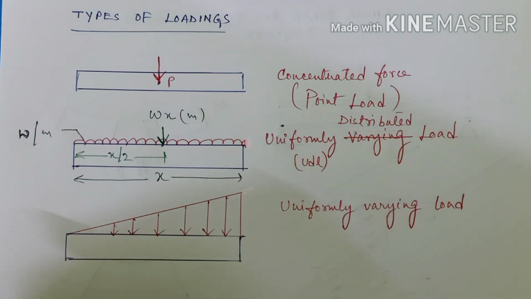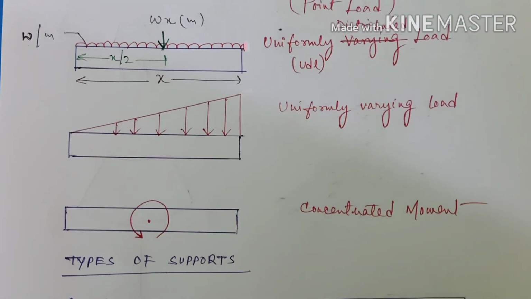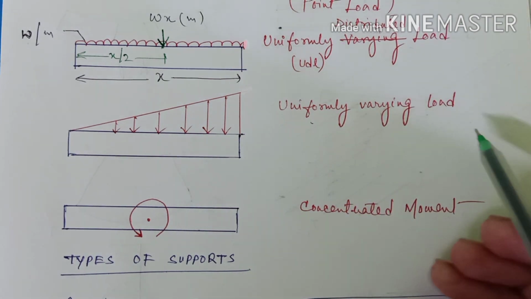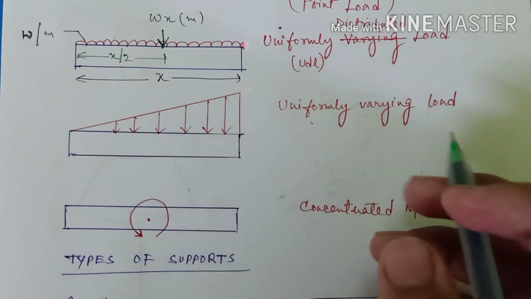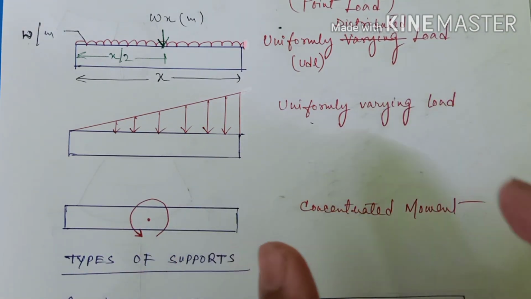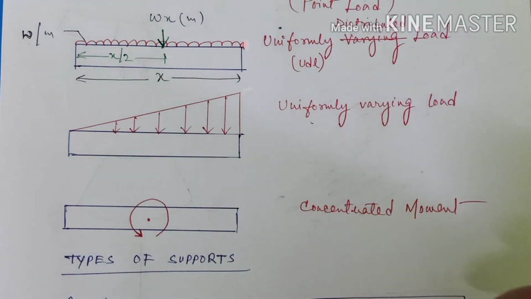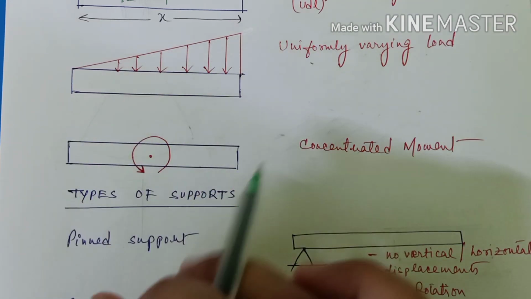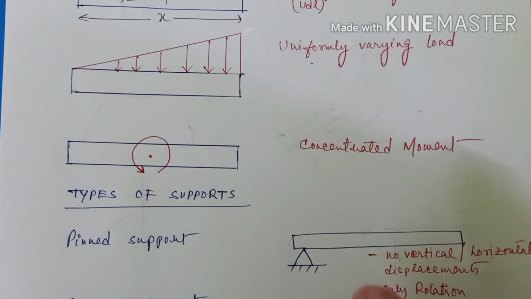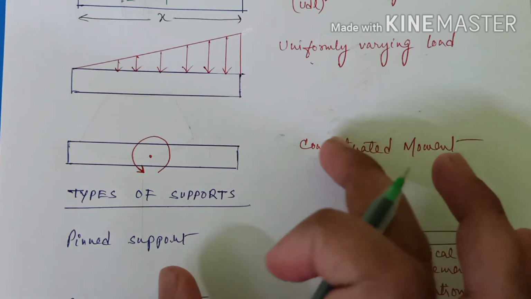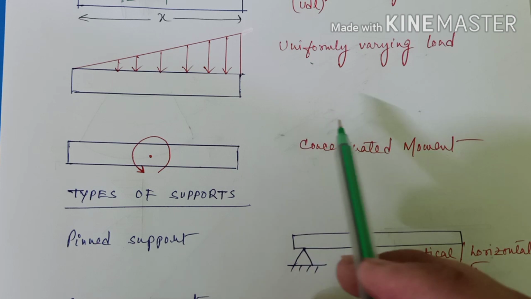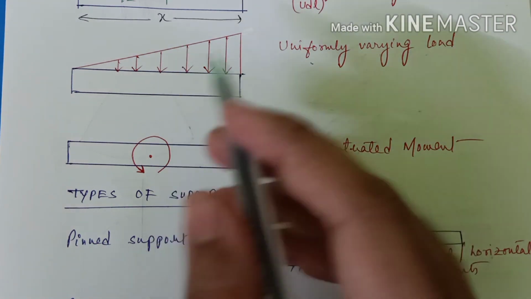Okay, the third kind of loading that we can have is uniformly varying load, that is UVL. So this is a UVL. We will be solving problems on this. I'm just discussing the types of loadings which are available. And the fourth one, not the least one, is concentrated moment, right? We will be solving problems on each and every case. We'll also be solving problems based on the combination of these loadings.